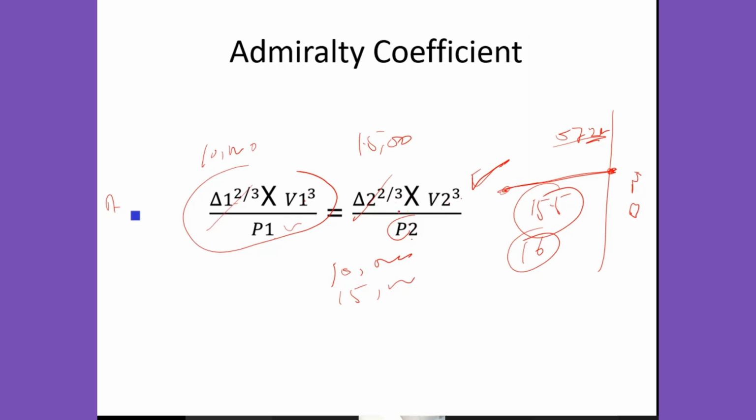With one parameter unknown, I can use this equation to calculate that, even displacement. If everything else is known, V1 was the speed, V2 I made it, P1 became P2, I can calculate the new displacement using this, because all of this is equal to AC, the Admiralty coefficient. That is why we got this relationship. Okay, clear?